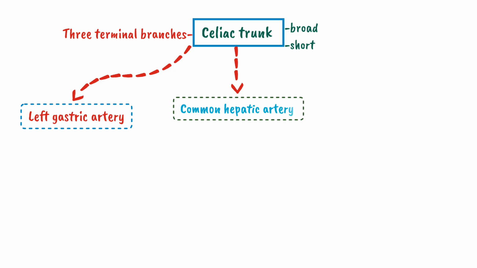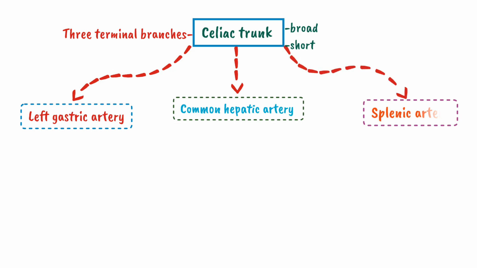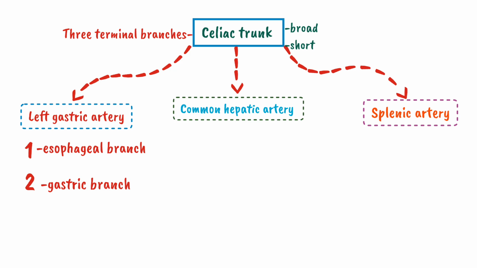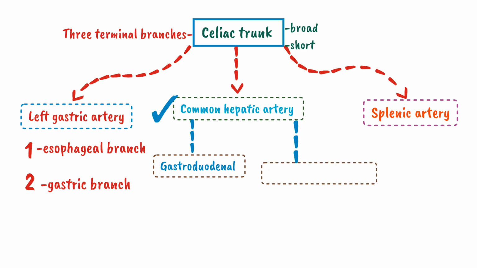The celiac trunk is a broad and short branch, and it immediately divides into three terminal branches: left gastric artery, common hepatic artery, and splenic artery. These three terminal branches are further divided into different branches. The left gastric artery will divide into esophageal branch and gastric branch. The common hepatic artery will divide into two branches, gastroduodenal artery and proper hepatic artery.